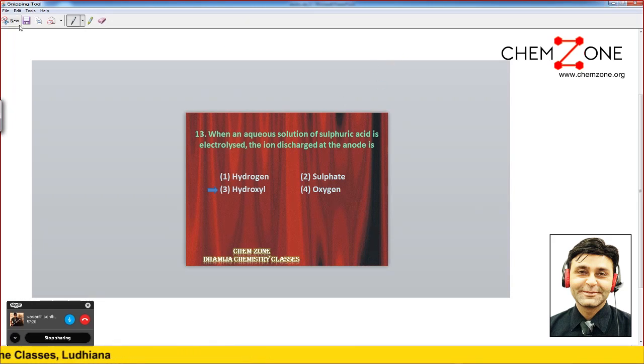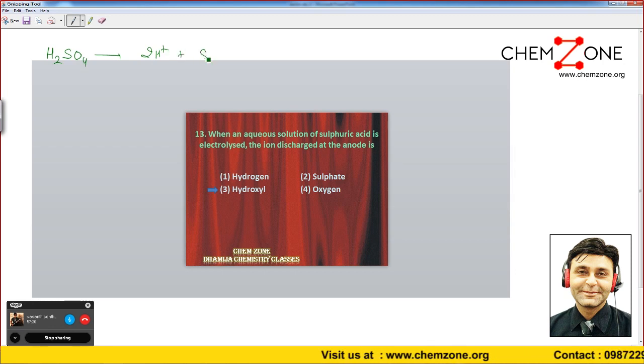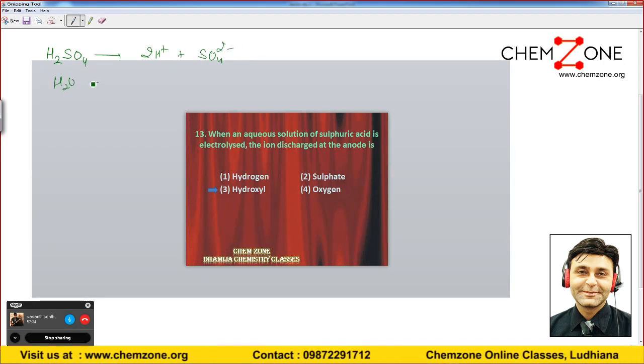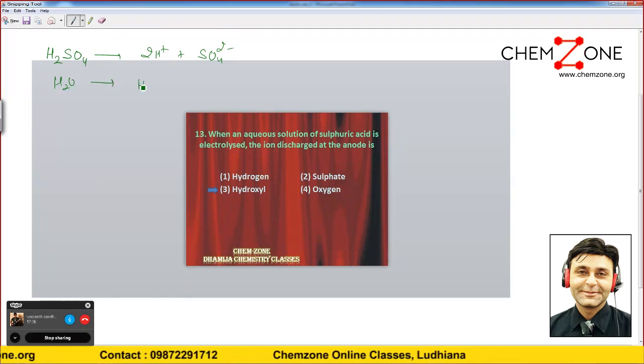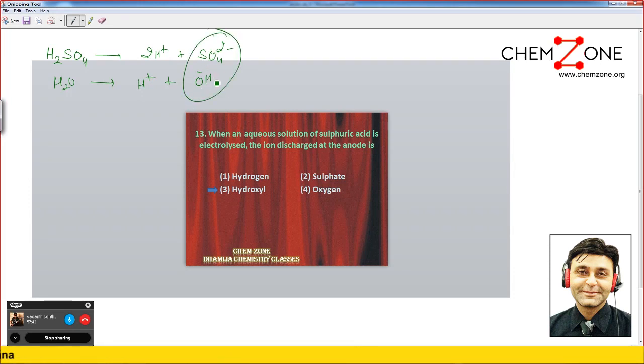Sulfuric acid is H2SO4, right? So it dissociates to give 2H ions and a sulfate ion. And in aqueous solution, it also forms H positive ions and OH negative ions. So at anode, these two ions will be discharged. Now I told you about the discharge potential: which has lower discharge potential, OH ions or sulfate ions?